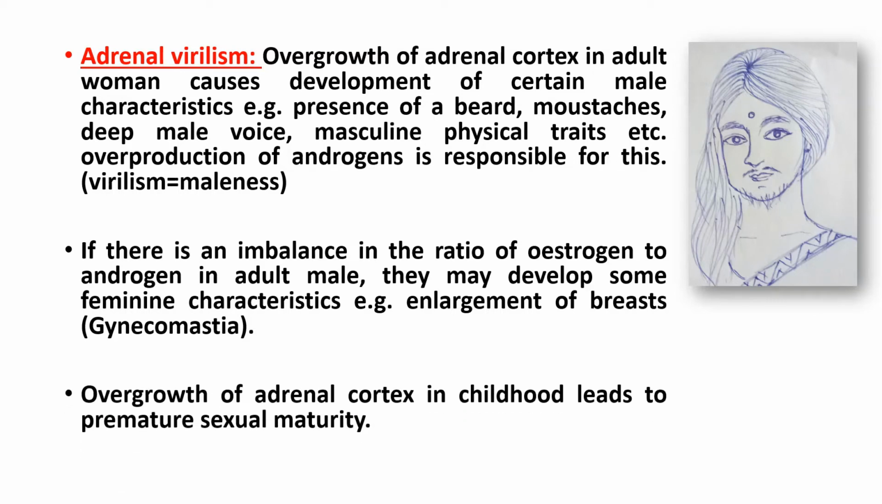What will happen if there is an overgrowth of adrenal cortex in childhood? Obviously, as adrenal cortical cells are responsible for producing sex corticoids, the child will develop his or her sexual maturity earlier.